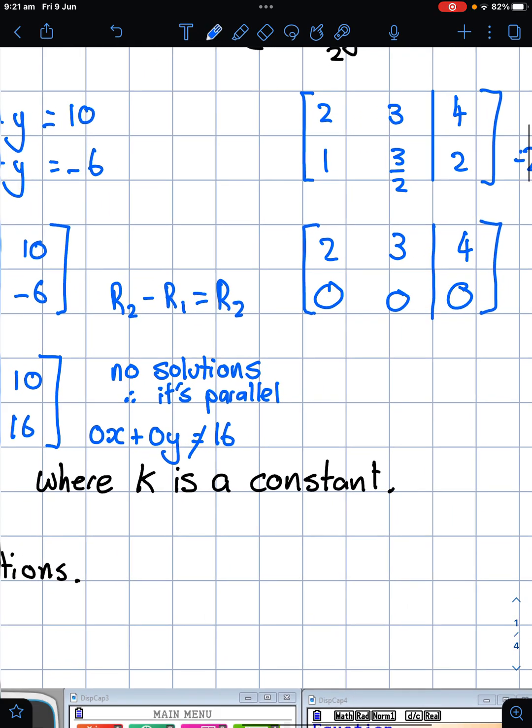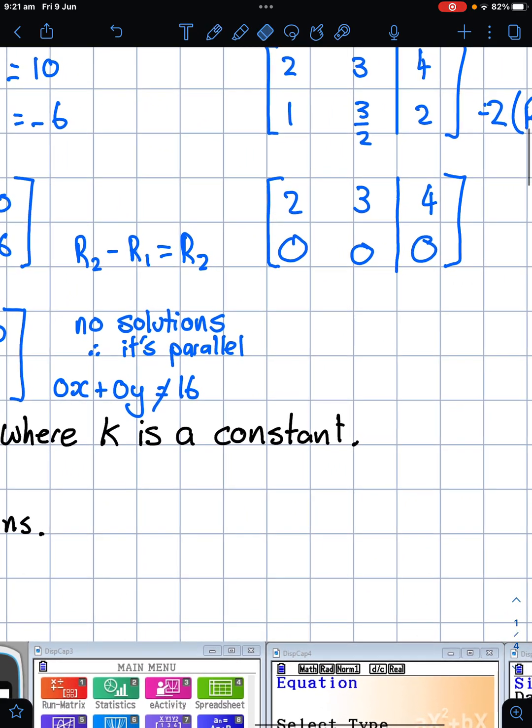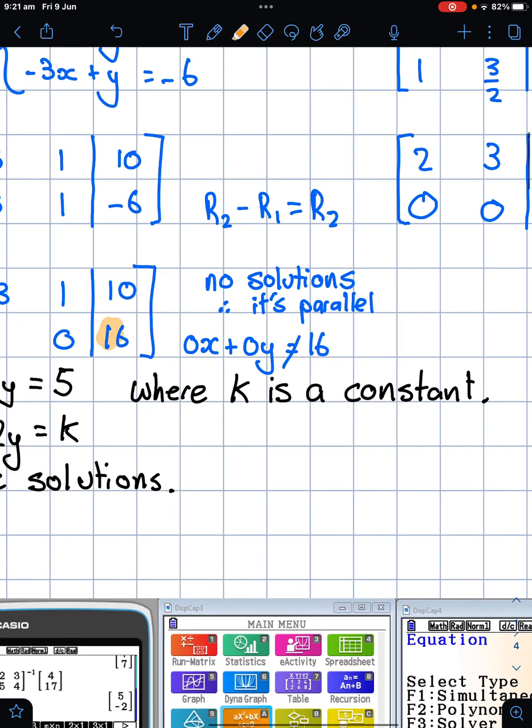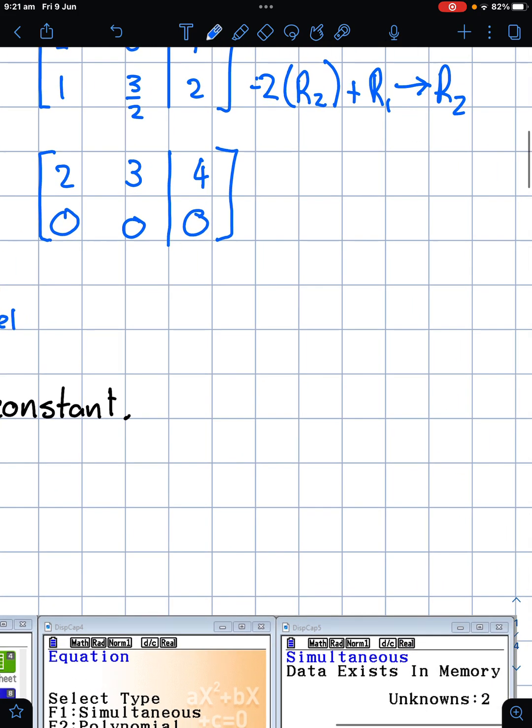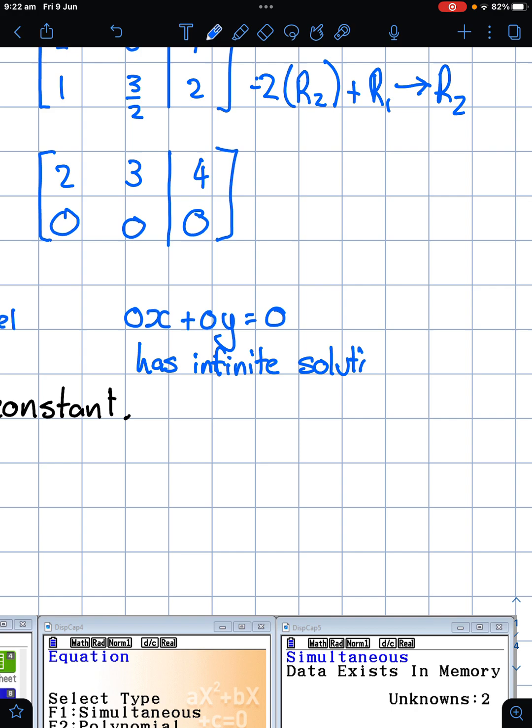Now you'll notice here, the only difference is this one here, this 16, has a constant there, so it doesn't work. But this one here, 0x plus 0y equals 0, has infinite solutions. Therefore, same line, or lines are coincident.